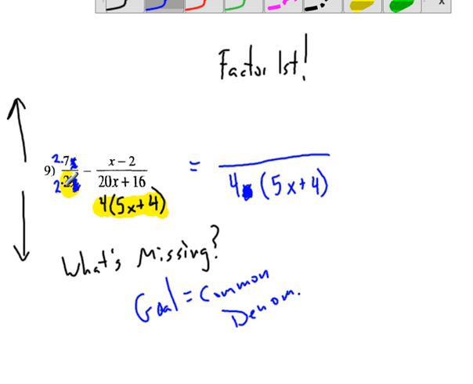All right, now I have 4 as a denominator for both, but I also need this 5x plus 4 in there. I can't add and subtract. All I can do is multiply and divide. So I'm going to multiply this fraction by 5x plus 4 on the top and the bottom. And so that's where I'm at.